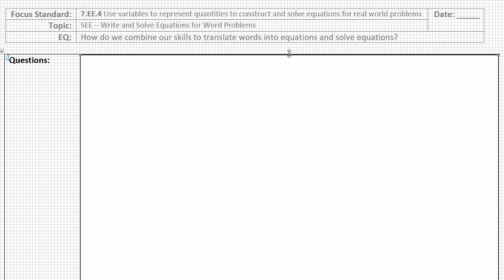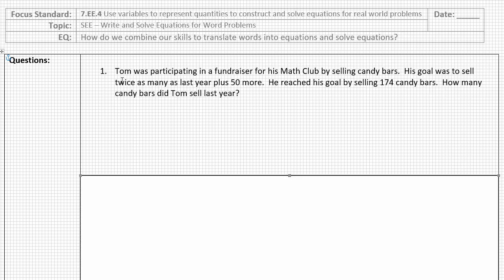So we're going to jump right into our first problem. I want you to read it, and then we want to talk about how we are going to translate it into an equation. So Tom was participating in a fundraiser for his math club by selling candy bars. His goal was to sell twice as many as last year, plus 50 more. He reached his goal by selling 174 candy bars. How many candy bars did Tom sell last year?